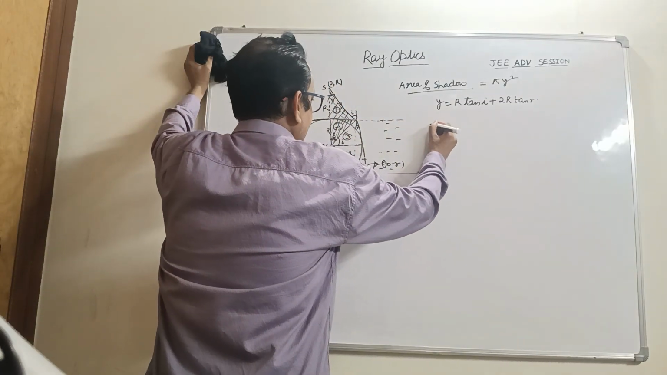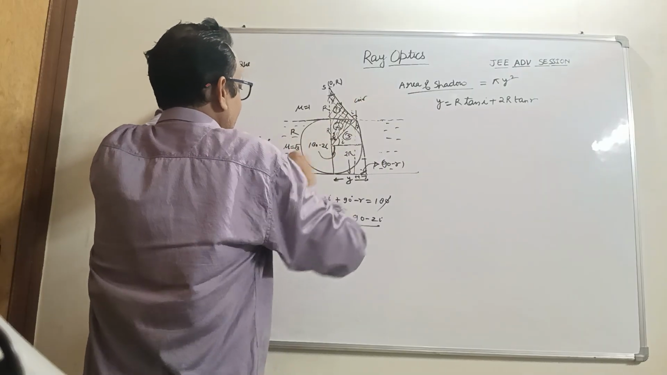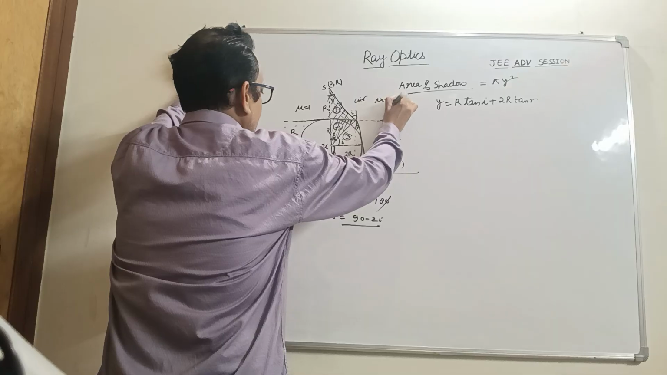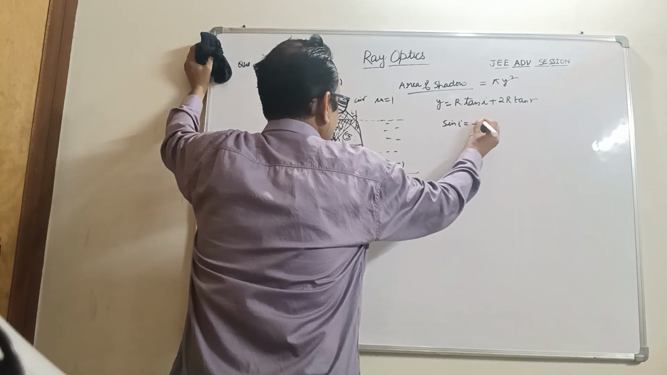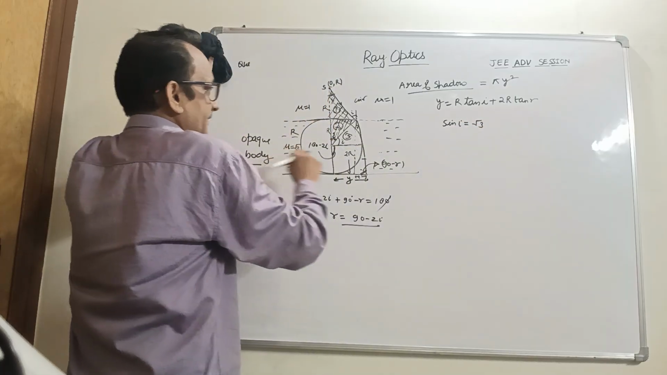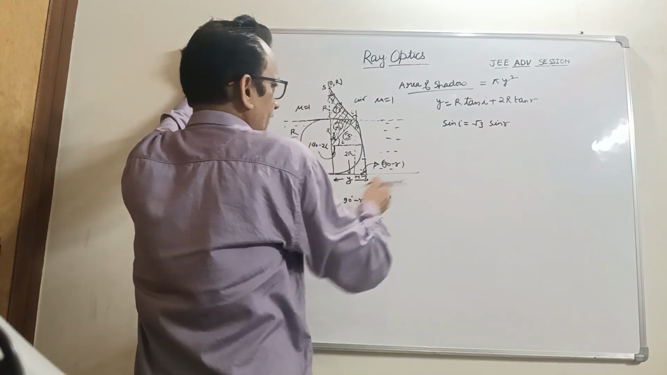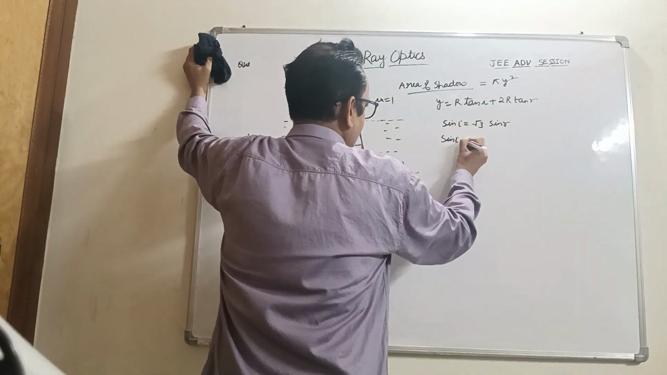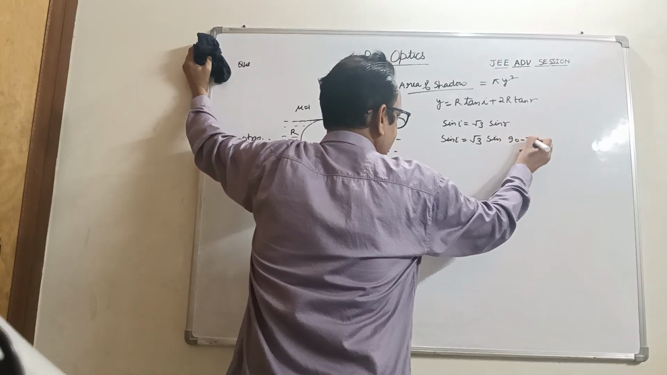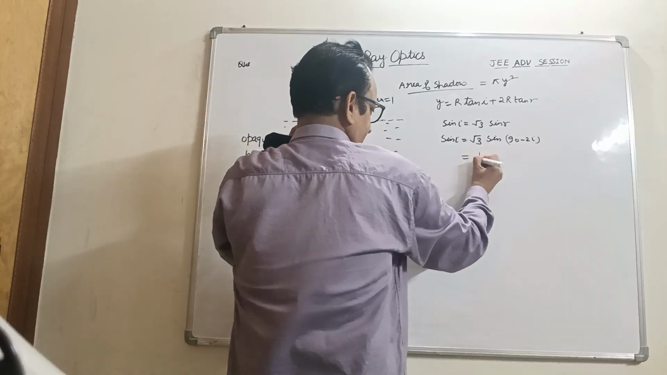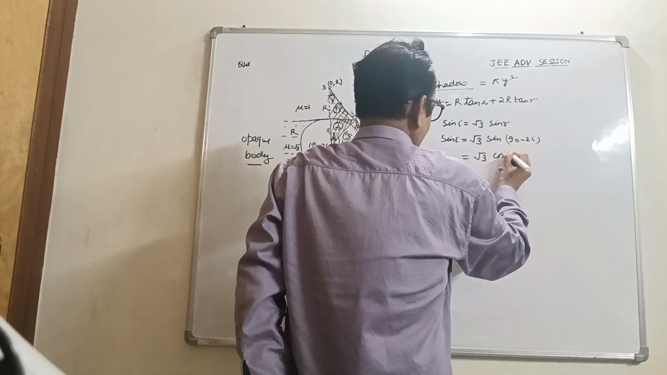So Snell's law is: this is the air and this is the refractive medium mu, which is root 3. So sin i upon sin r is root 3, the refractive index of the medium. Putting the value here, sin i becomes root 3 sin r, that is, root 3 sin of 90 minus 2i. Solving this, it becomes root 3 cos 2i.